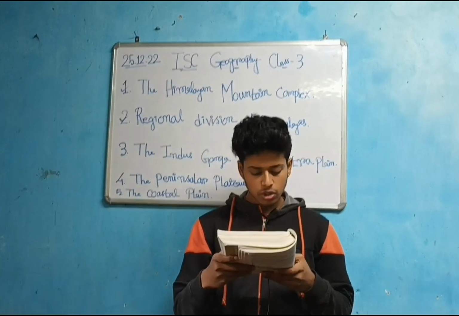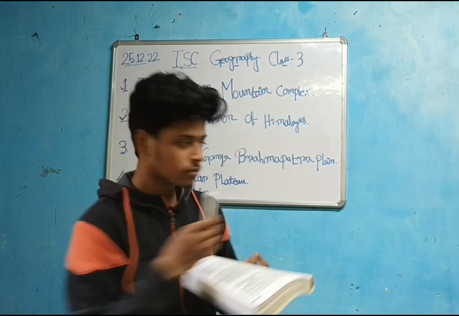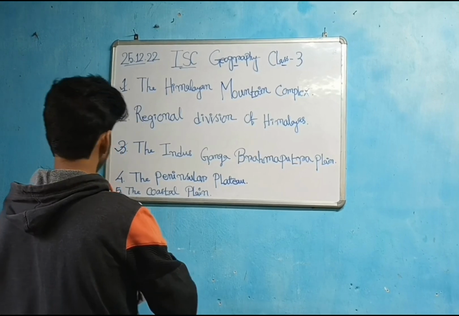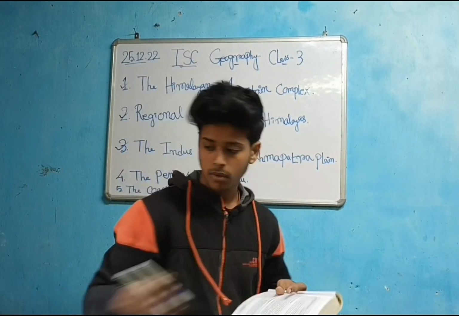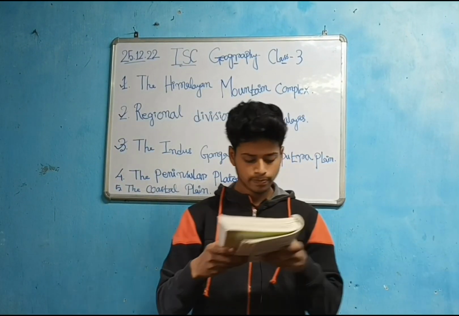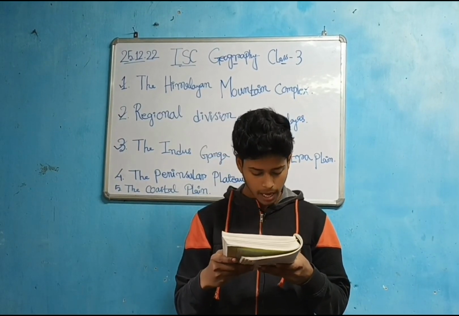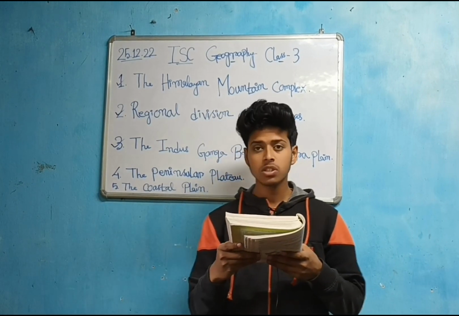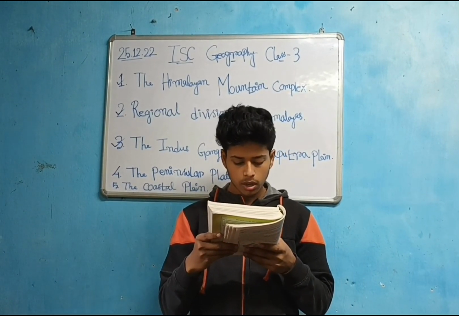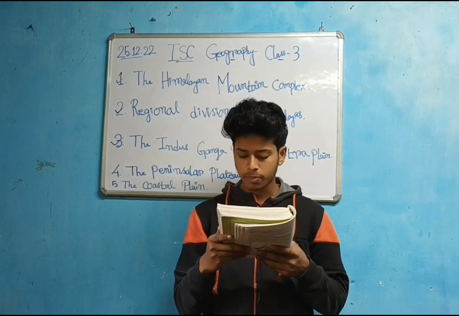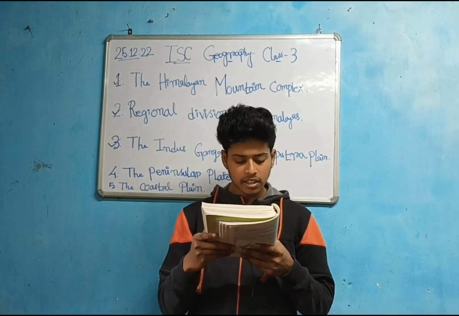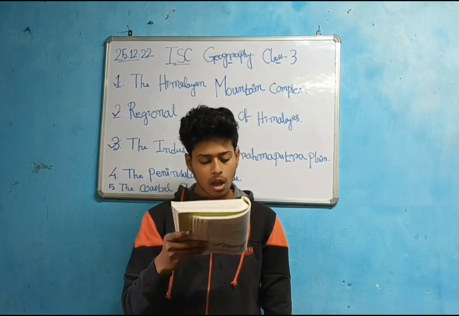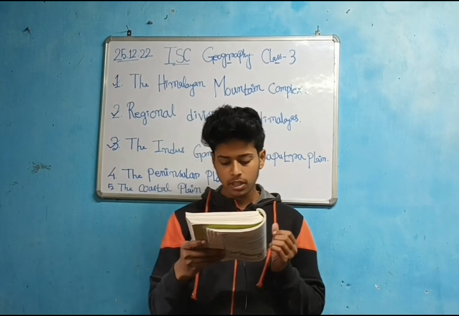So moving on to the next topic, the Peninsular Plateau. We have done with the Indus-Ganga-Brahmaputra plain. The Peninsular Plateau of India forms an irregular triangle whose base lies between Delhi Ridge and the Rajmahal Hills, and its apex is formed by Kanyakumari. The Peninsular Plateau of India, कैसे तैयार हुआ?